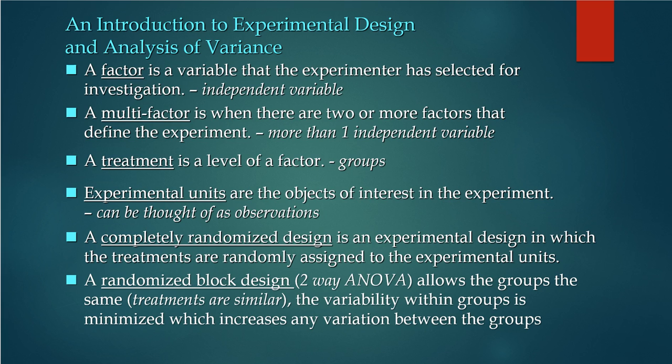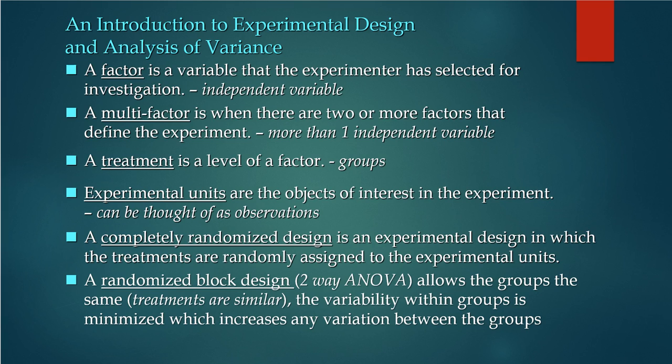Some additional terms that we need to understand. A factor is going to be a variable that the experimenter has selected for an investigation. It's our independent variable, okay? The independent variable affects the dependent variable, right? It's typically a categorical predictor variable, and it may or may not indicate a cause and effect relationship with the response variable, and that's going to depend upon the study design and some analysis things, okay?